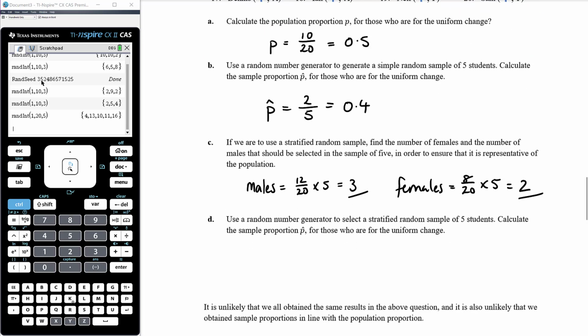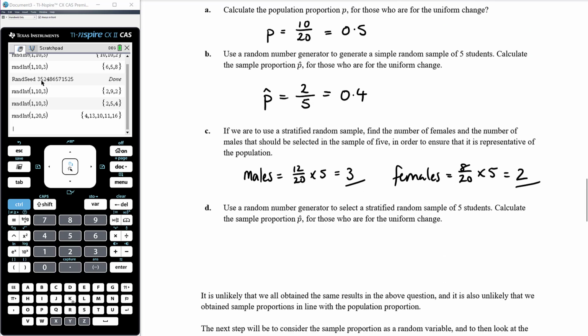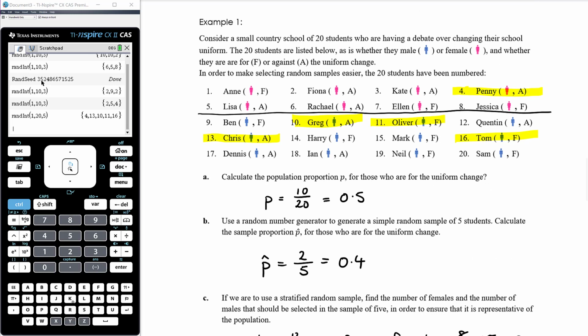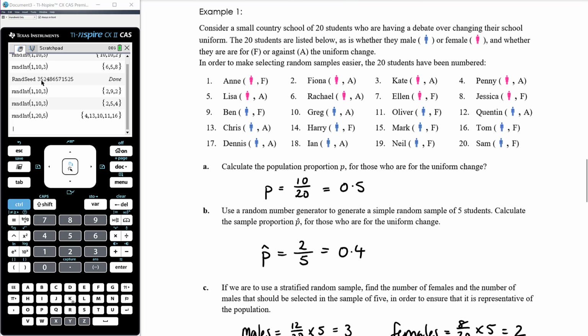Use a random number generator to select a stratified sample of 5 students and calculate the sample proportion of those who are for the uniform change. Okay, so this time we want a stratified random sample. I've sorted it out nicely so that numbers 1 to 8 are our females, and of those we want to choose 2. So let's do our random number generator.